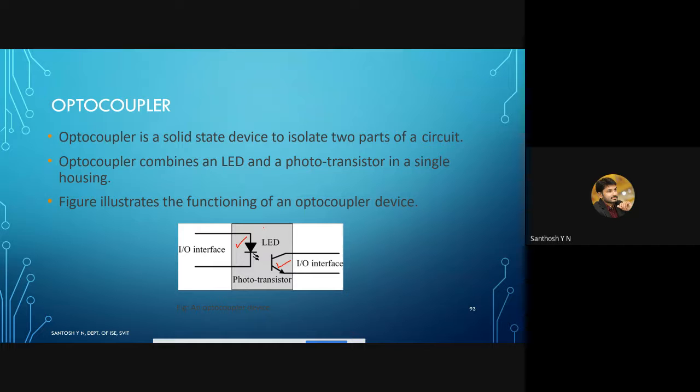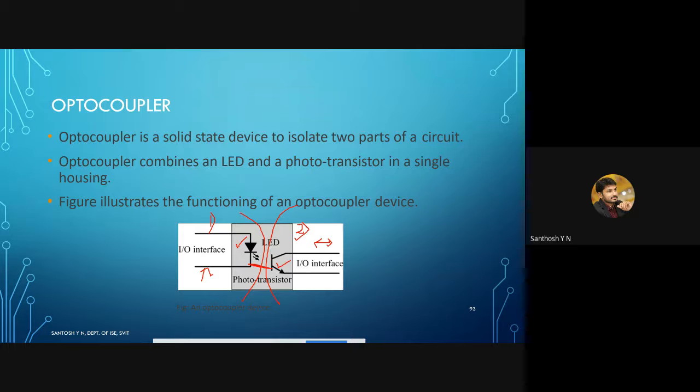And again, why we need to isolate the two modules or the two circuitries is, so this particular part, okay, this is the first circuitry and this is the second circuitry. The first circuitry may be working with a high voltage and the second circuitry may be working with a moderate voltage. So whenever I try to connect the first circuitry to the second circuitry with a physical wire, without any isolation, then the first circuitry, which is operating at a higher voltage, may damage some of the components present in the second circuitry.